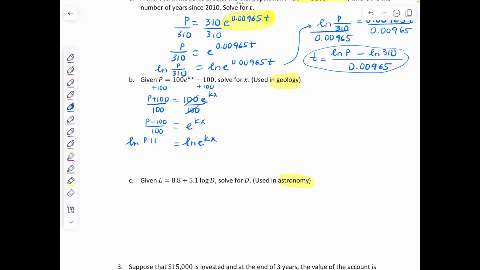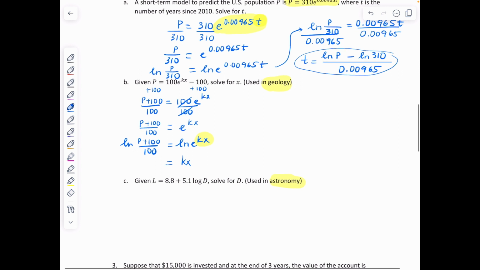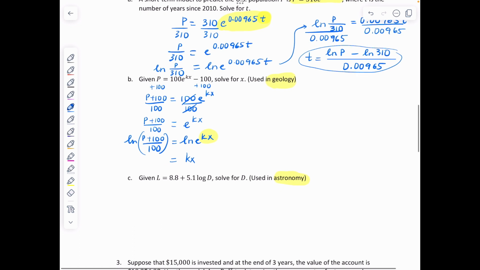So ln (p + 100)/100. Okay, on the right side, using the power property, you can move that kx to the front and then times ln e, but ln e is just 1, so it's really just kx. And then on this side, I see a quotient, put that in parentheses. I can rewrite that using the quotient property. So that's ln of (p + 100) minus ln of 100.